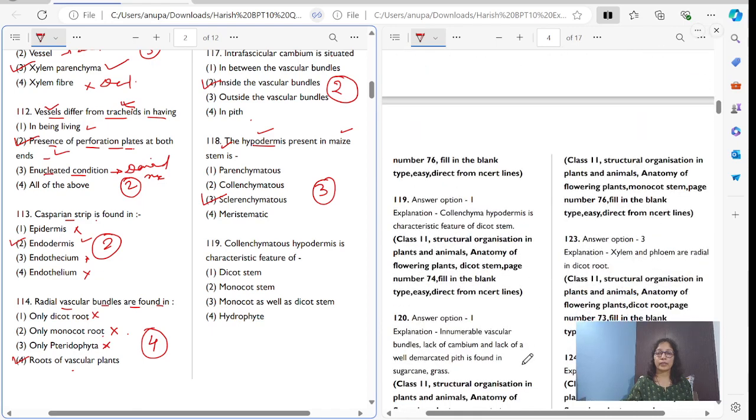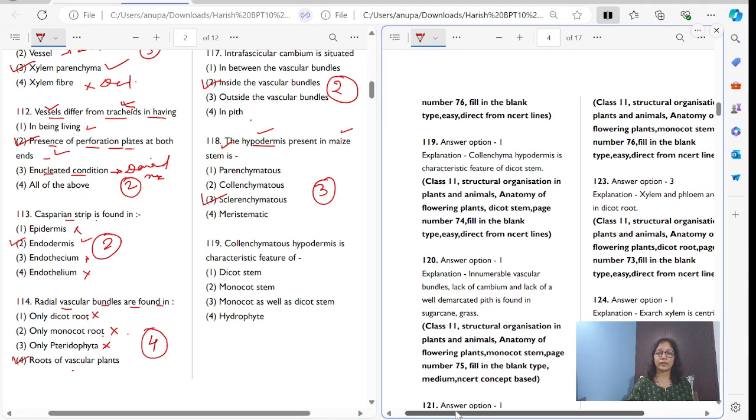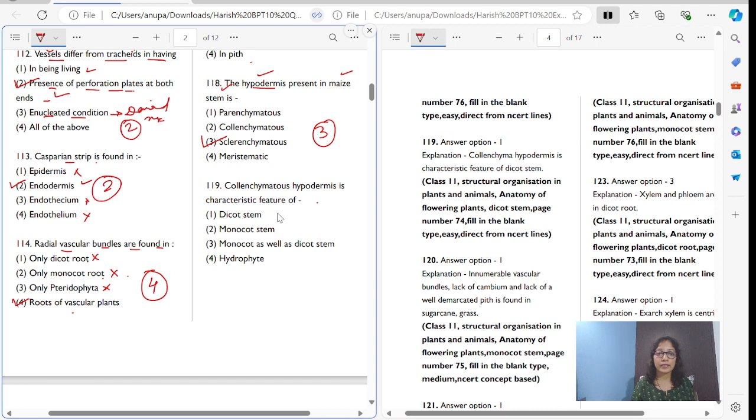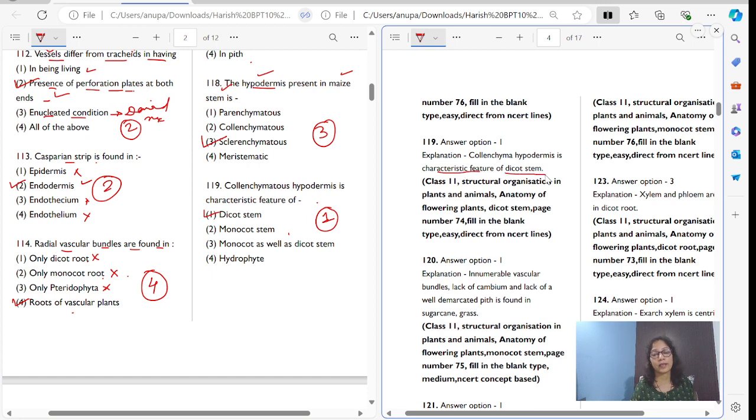Let's move to the next question, that is question number 119. It states that collenchymatous hypodermis is a characteristic feature of which of the options: dicot stem, monocot as well as dicot stem, and hydrophyte. So the answer for this question will be option number 1, that is dicot stem. Collenchymatous hypodermis is the characteristic feature of dicot stem. So it is found in dicot stem.